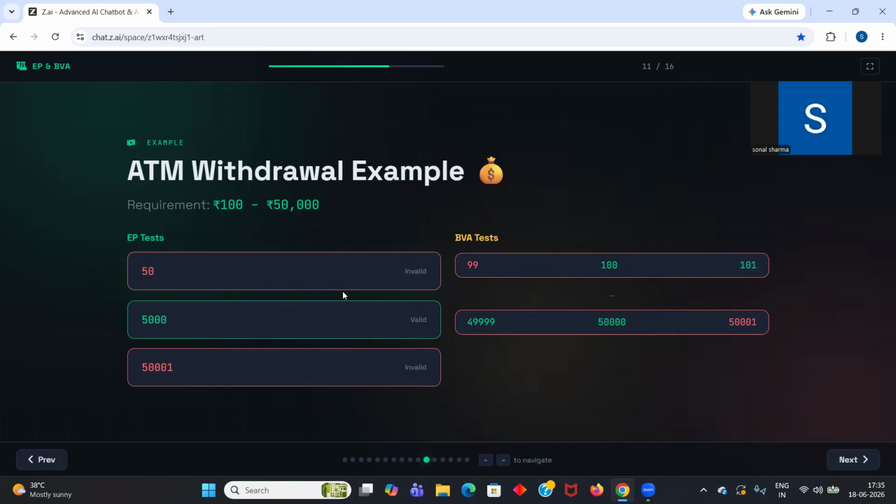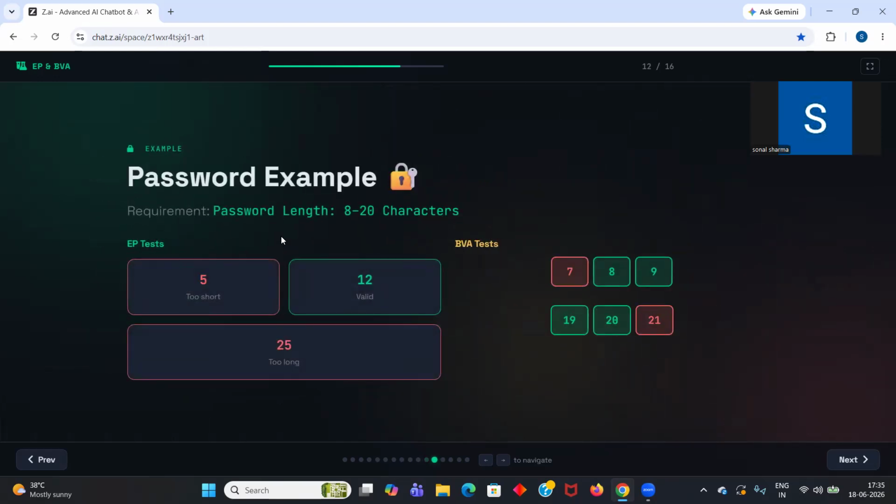Now, according to our boundary value analysis technique, at the boundaries: 100, 99, and 101. And the upper boundary: 49,999, 50,000, and 50,001. Okay. So these are our boundary value analysis tests. So we have to combine these two tests in order to test efficiently.